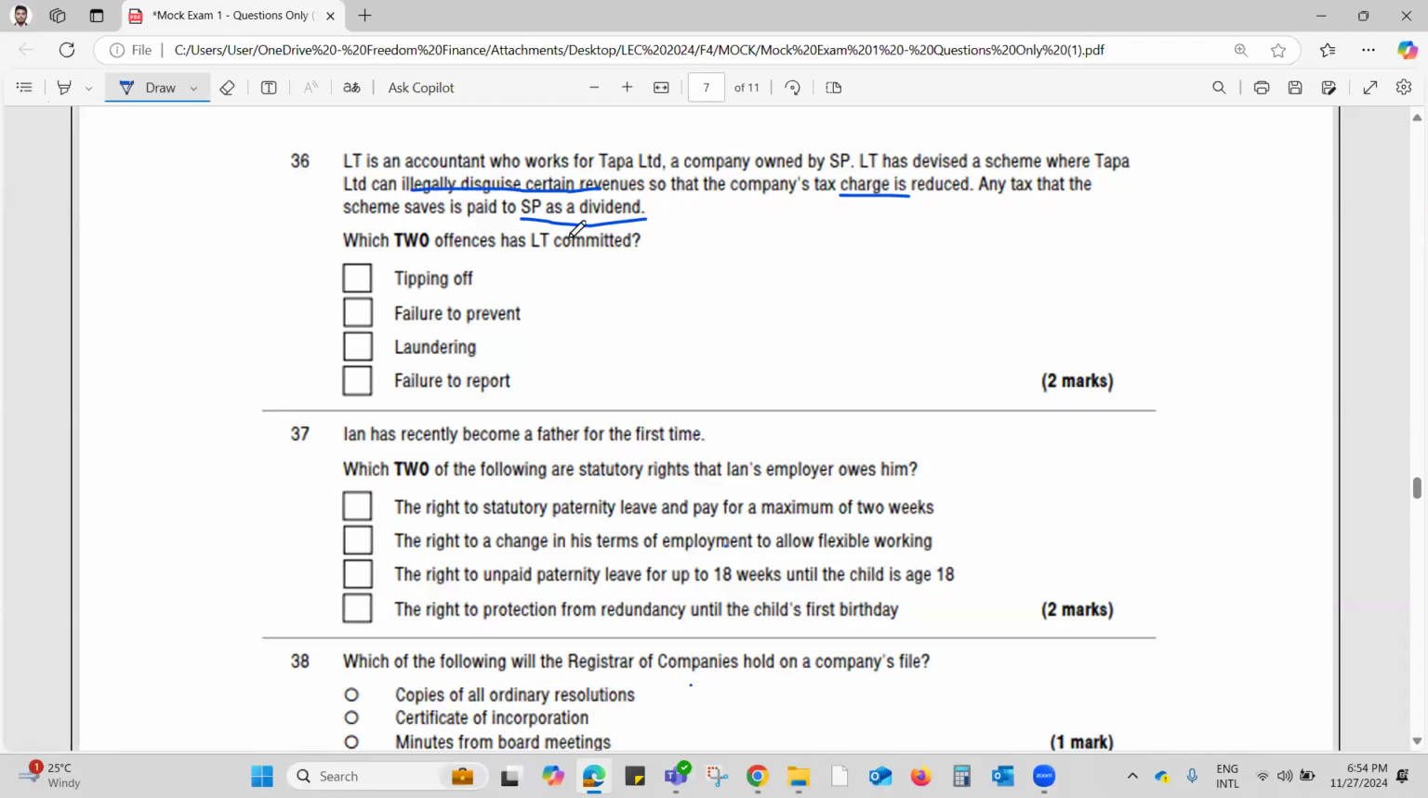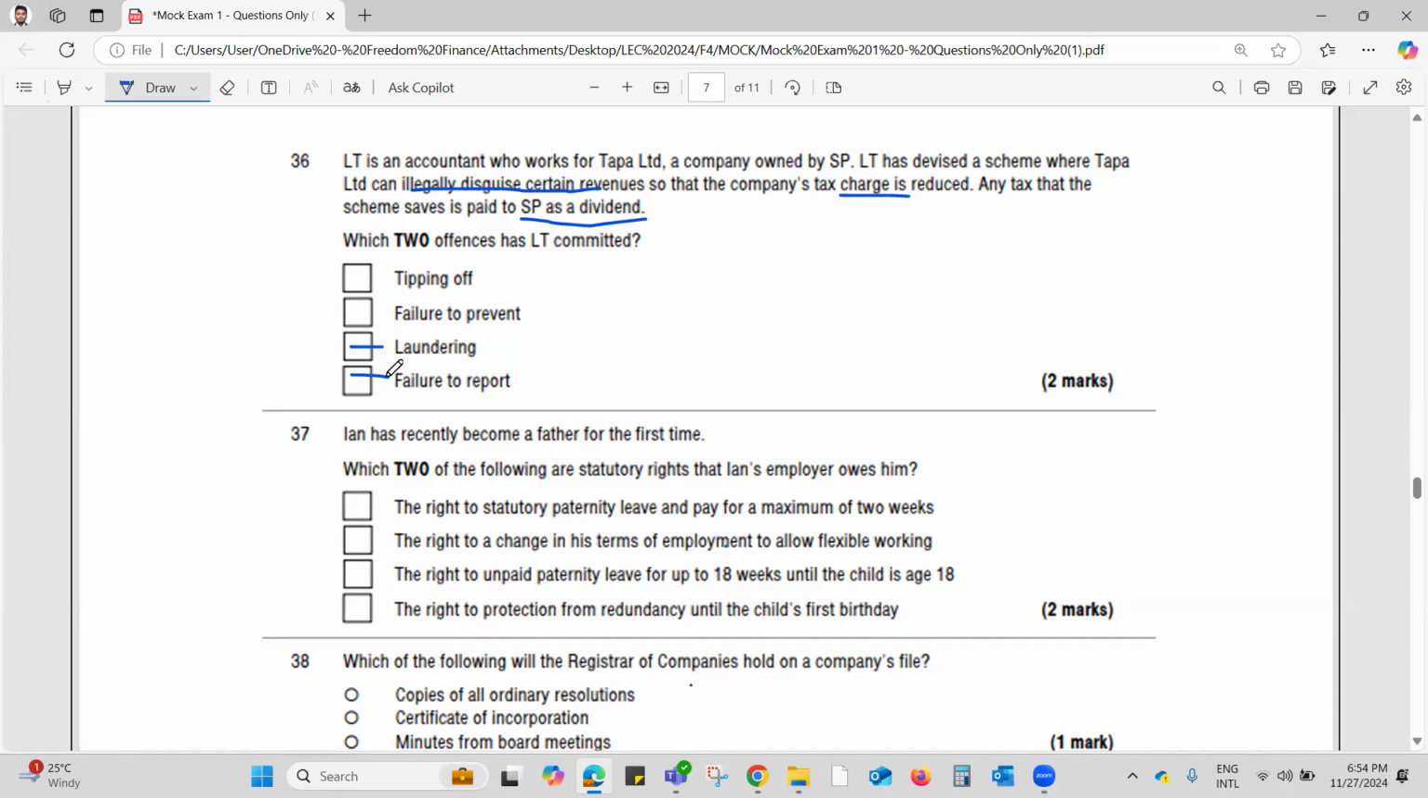So the first one is obviously money laundering, right? They are into the act of money laundering. Then the second thing that you need to understand is that LT is an accountant, so he is failing to report on this matter. As an accountant, you need to be aware of this situation, but you are not reporting it in the right terms. So the offense that you're committing is failure to report.